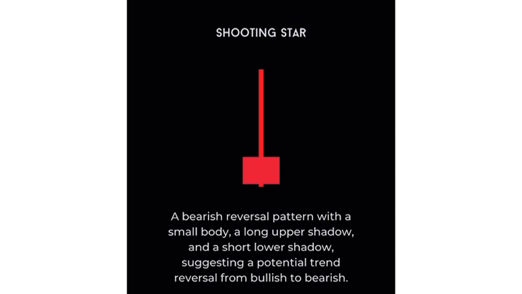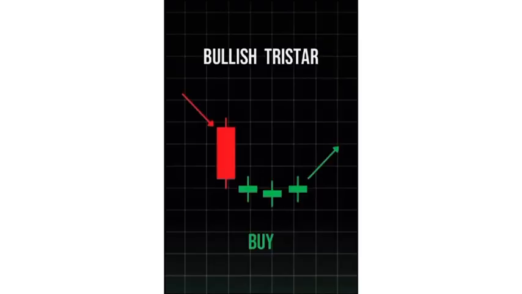Okay, next we have the shooting star, right? A bearish reversal pattern with a small body, a long upper shadow, that's a wick, right? And a short lower shadow, suggesting a potential trend reversal from bullish to bearish. So you see the market going up, and then you see this candle form, right? You see a long wick all the way and a small body at the bottom. Just know that the sellers are about to take control, right?